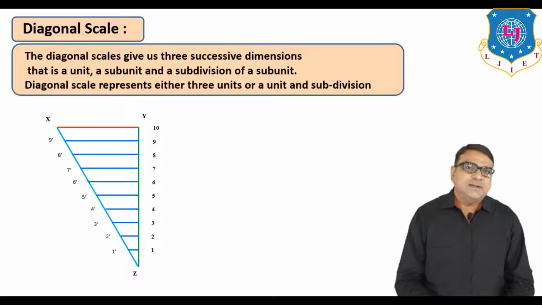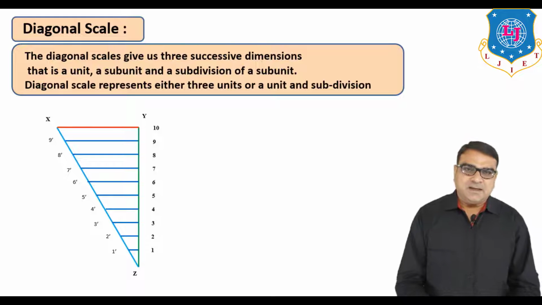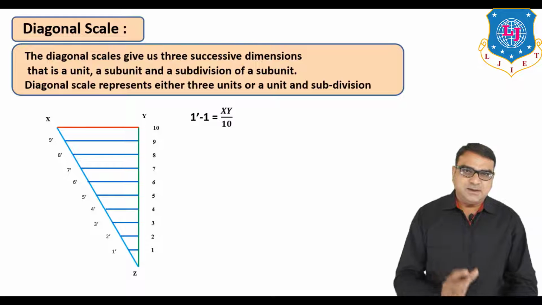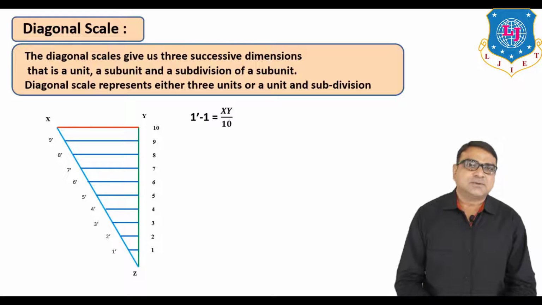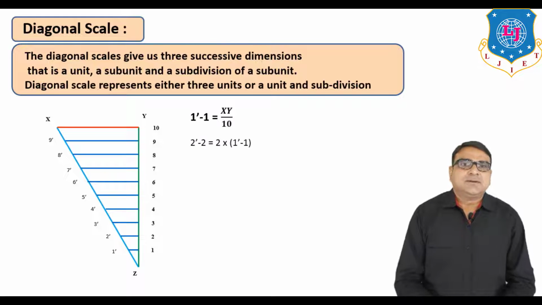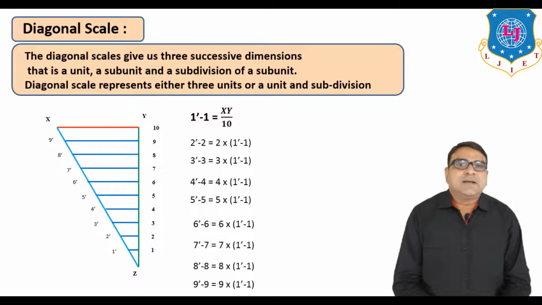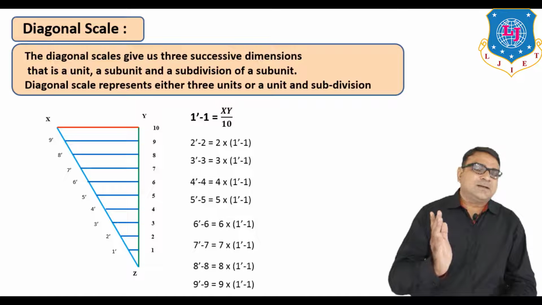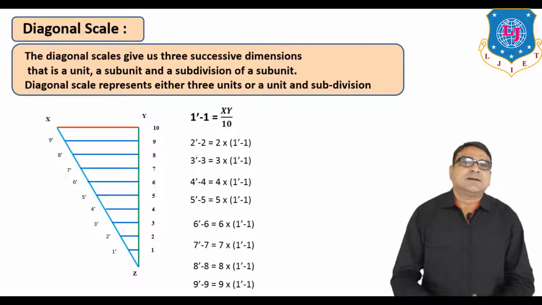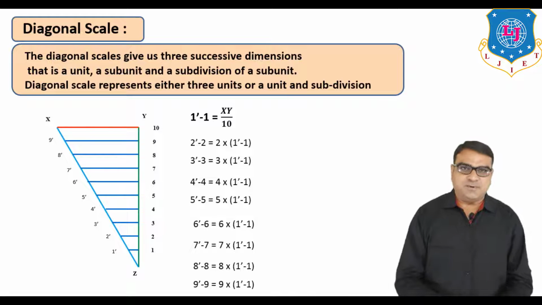Now in this inclined line we insert 1 dash, 2 dash, 3 dash, 4 dash points. Now here the distance between 1 dash and 1, this small line, is equal to XY by 10. Then 2 dash 2 is equal to 2 times 1 dash 1, and 3 dash 3 is equal to 3 times 1 dash 1. It means here you can easily measure the XY line into its n number of equal parts, meaning 10 equal parts.